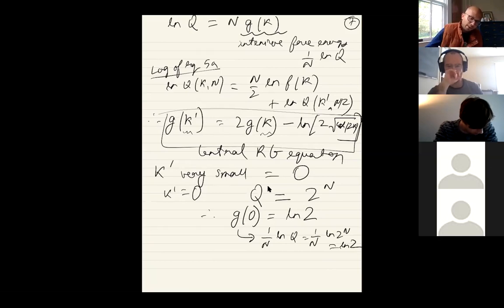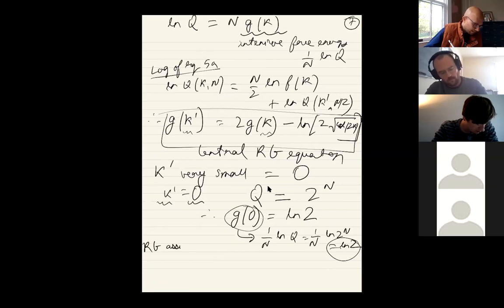It will say, well, I know that for K prime equal to 0, I know the value of G of 0, it's log 2. But what if I assume that the free energy won't be very different from this value if K prime is not exactly 0, but just ever so slightly away from 0. So RG assumes that G of 0.01 is also approximately log 2.